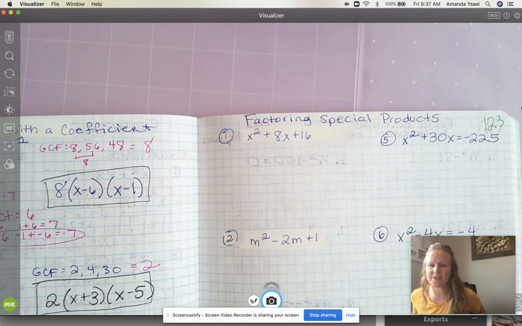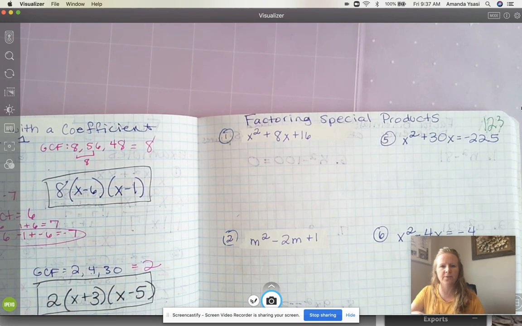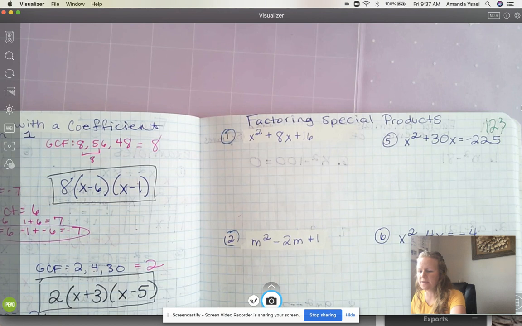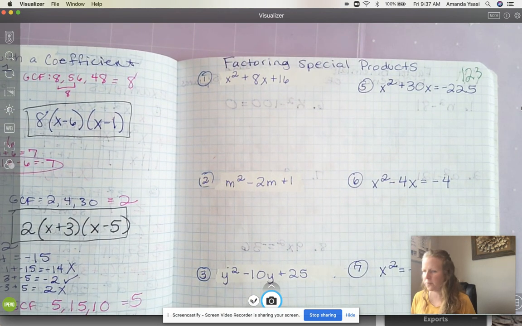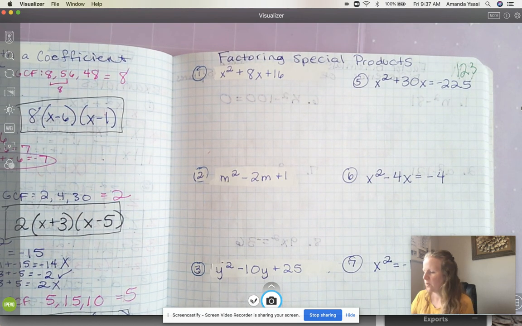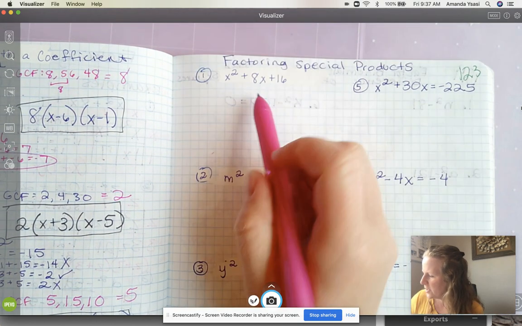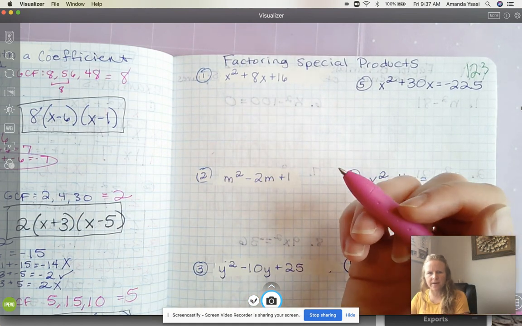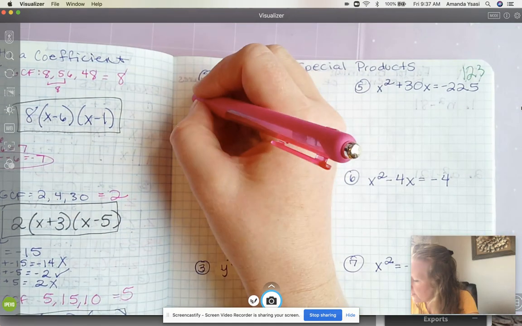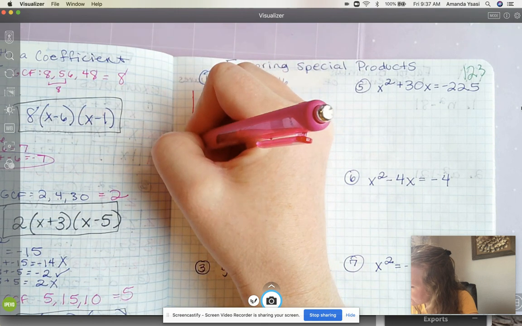Hey class, we are going to continue with some factoring notes, so factoring special products. Let's look at these examples. If you want to go ahead and write them down, and then we will go through them. So we have x squared plus 8x plus 16. There's nothing we need to factor out. We just need to make our box.